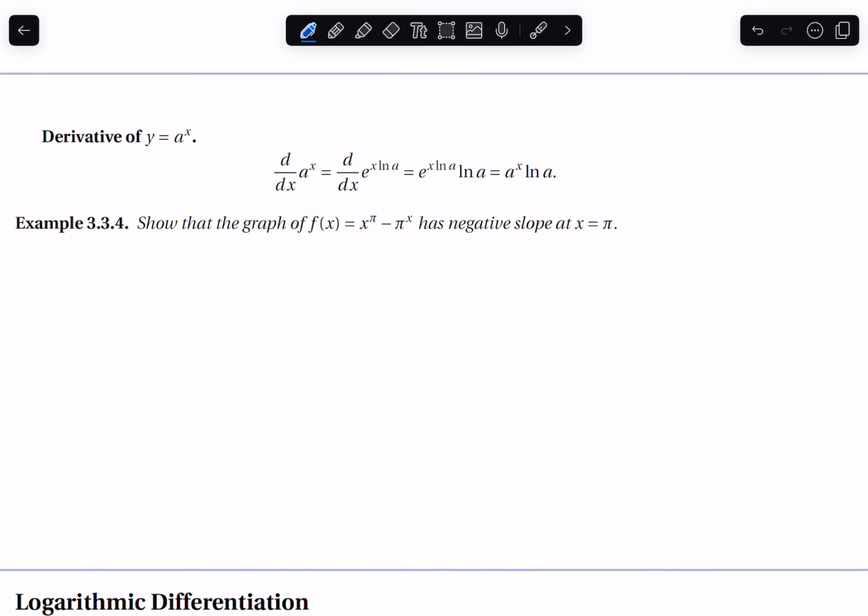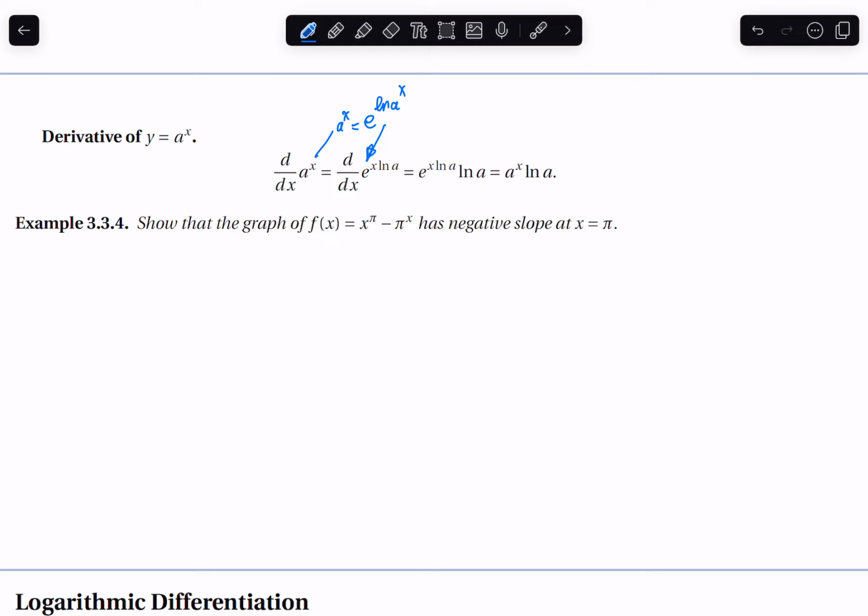Let's talk about the derivative of y equals a to the power x. Now we know that a to the power x can be written in this form, e to the power ln of a to the power x. This is true for any number. So for any y, we can write it as e to the power ln of y. And from this one, we get this.